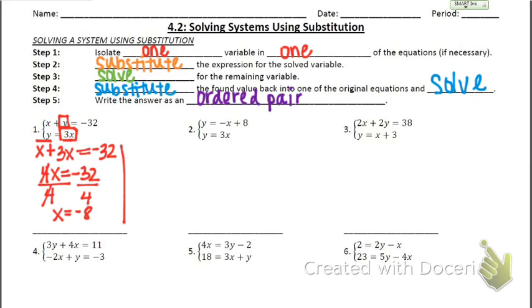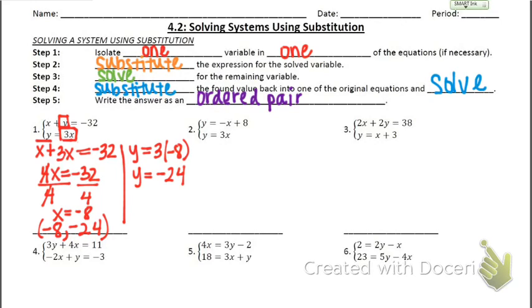So using my second equation, y equals 3x, I plug in negative 8 for x because I want to know what the y is for that x value. So what is y going to come out to? Negative 24. So x equals negative 8, y equals negative 24, and I'm done, yes? Wrong. It's not an ordered pair, so we need to write it as an ordered pair. Negative 8, comma, negative 24. Make sure you put parentheses around it. That's what makes it an ordered pair. Okay?